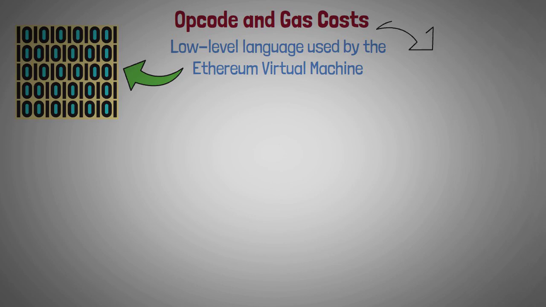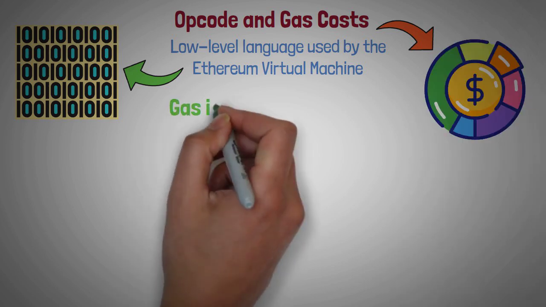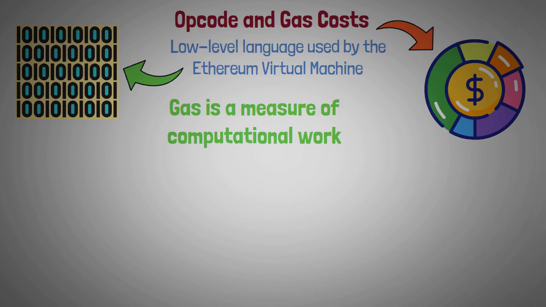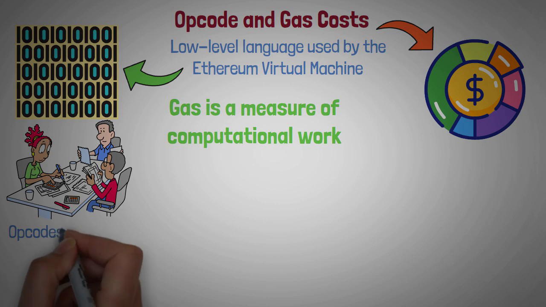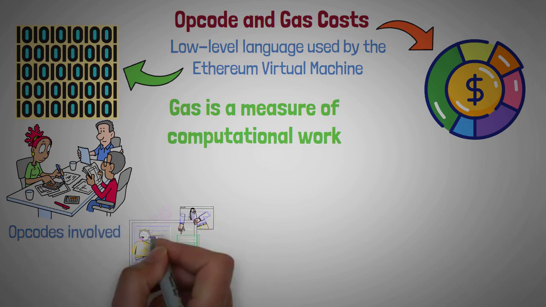Each opcode corresponds to a particular operation and has a defined cost in gas. Gas is a measure of computational work required to perform operations on the Ethereum network. The cost of executing smart contracts is calculated based on the opcodes involved. More complex contracts with numerous or costly opcodes require more gas.